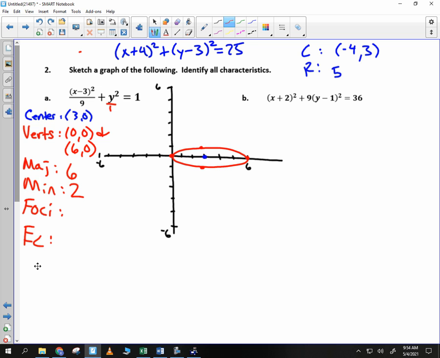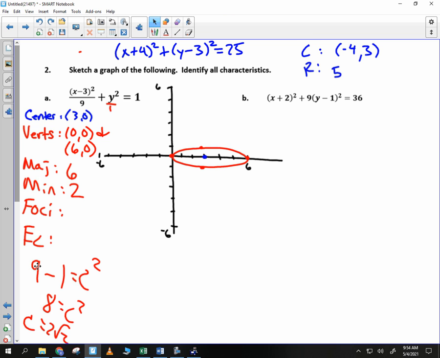C. So I take a squared minus b squared, or I'll put c squared over there. So we got 8 is equal to c squared. So c is equal to 2 roots of 2. You good with that? You know what the root of 2 is? 1.4, and we double that to get 2.8. So we're going to go 2.8 units in each direction.